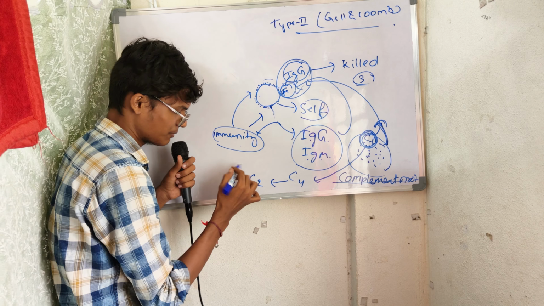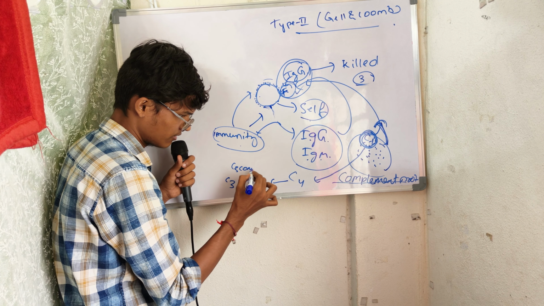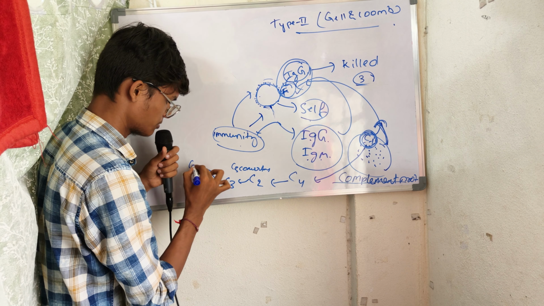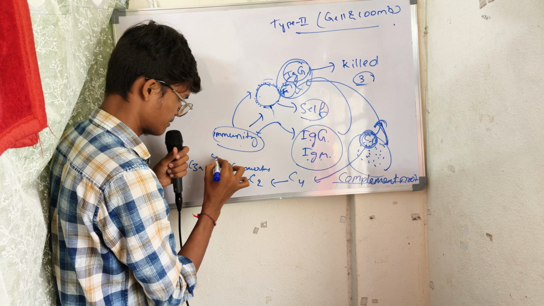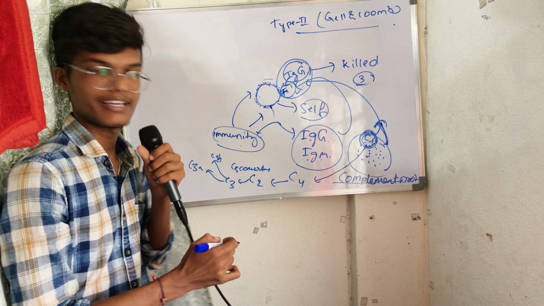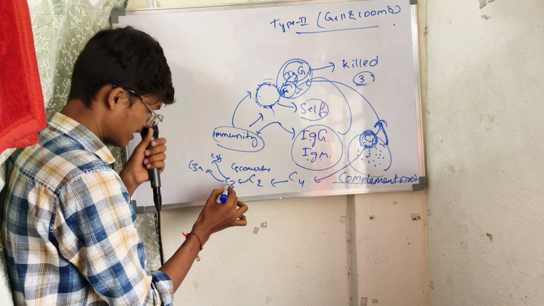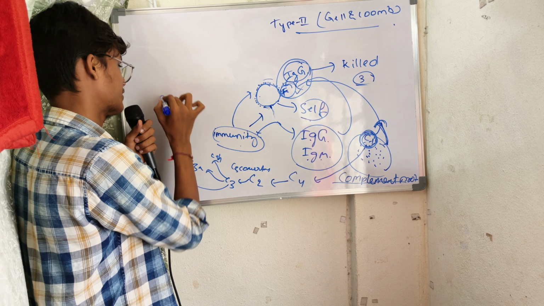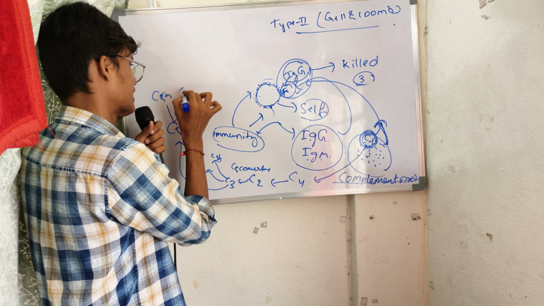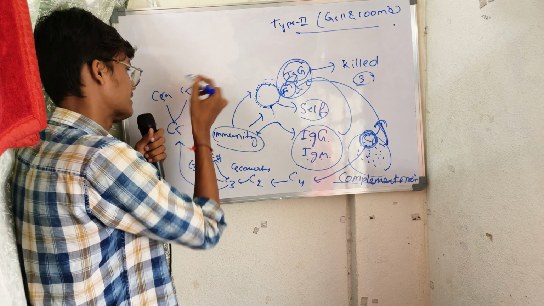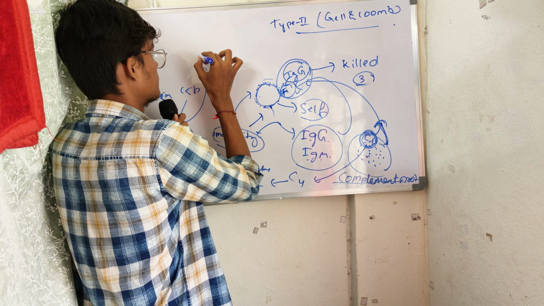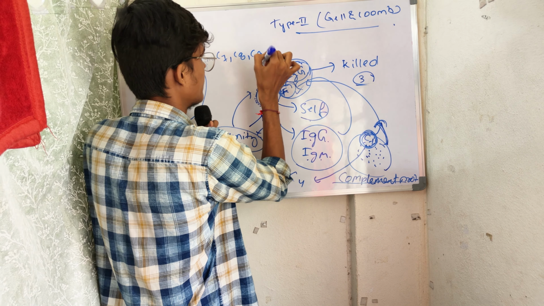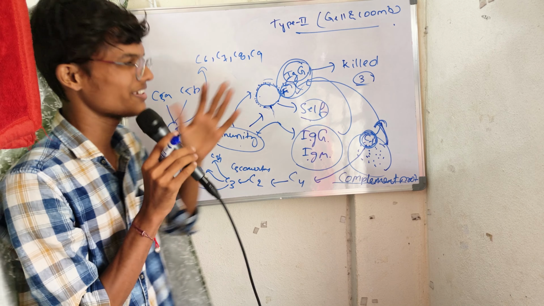Here there is an enzyme known as C3 convertase. This C3 convertase splits C3 and forms C3a and C3b. And then C5 is also formed. Then it is also split and forms C5a and C5b. And then C6, C7, C8 and C9 are also formed.